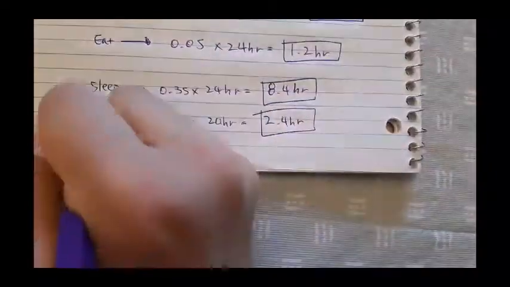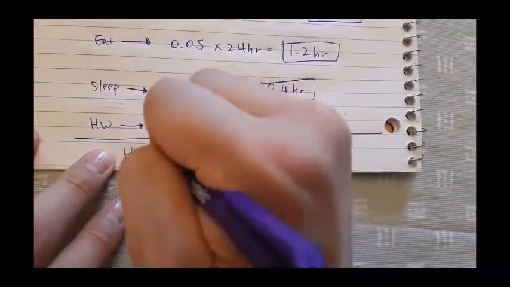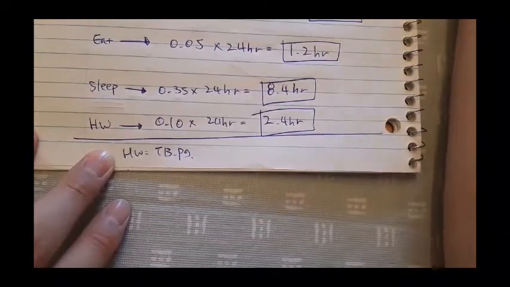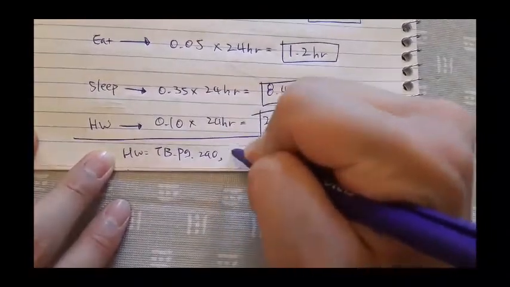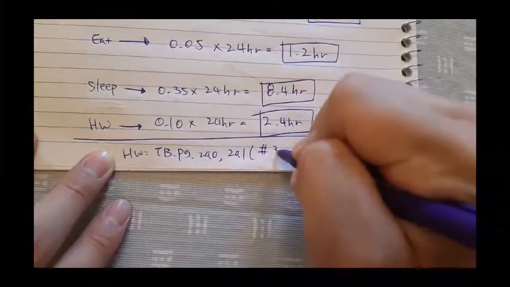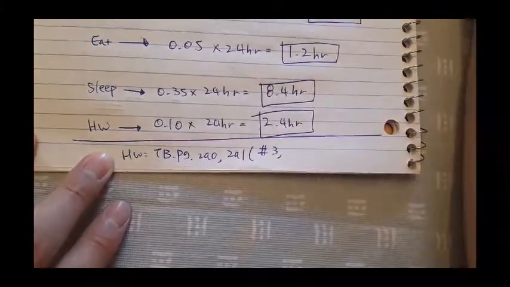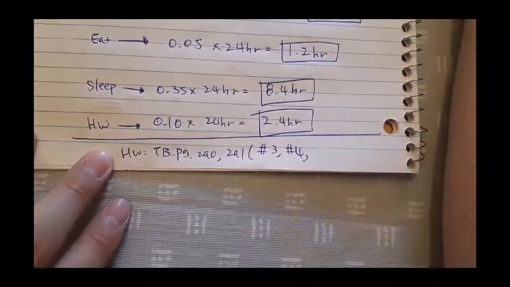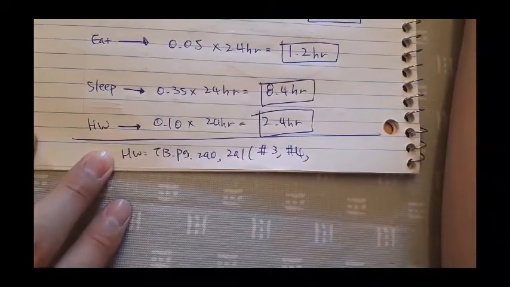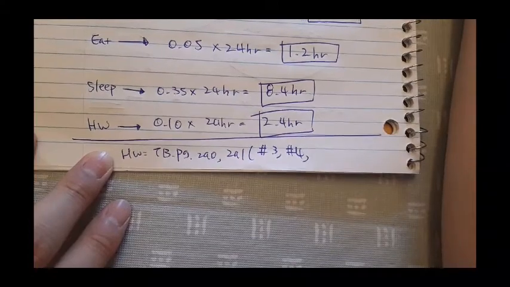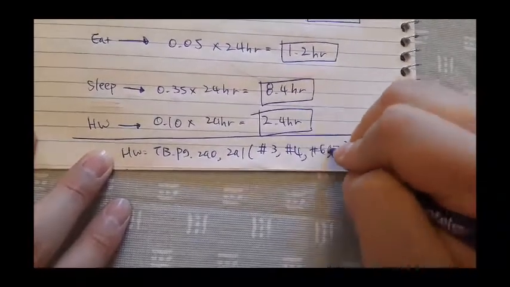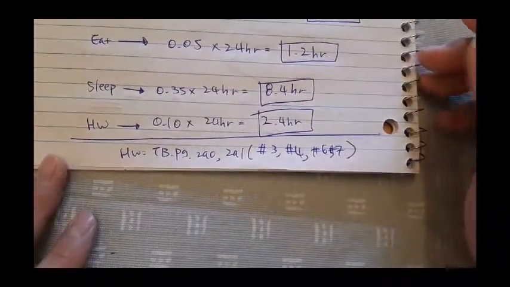Your homework to-do list. Yes, I want you to go to textbook page 290, 291. I want you to do number 3, number 4, and when it comes to the other part, number 6 and 7. That is your to-do list for today.